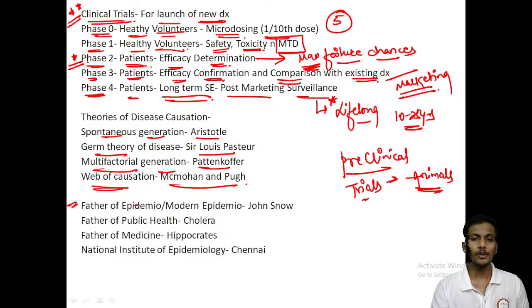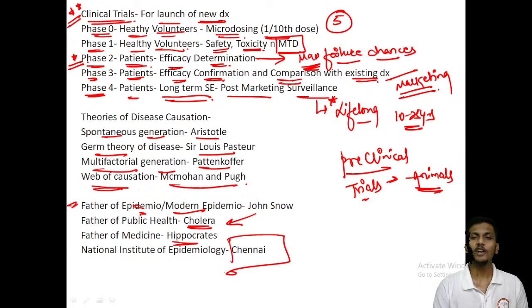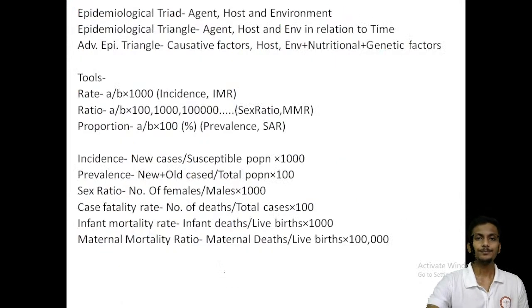Next, the father of epidemiology and modern epidemiology is John Snow. Cholera is the disease on which John Snow studied. Father of medicine is Hippocrates, and the National Institute of Epidemiology is located in the city of Chennai. Important one: we have also discussed the epidemiological triad, triangle, and advanced epidemiological triangle, all in the images part itself.